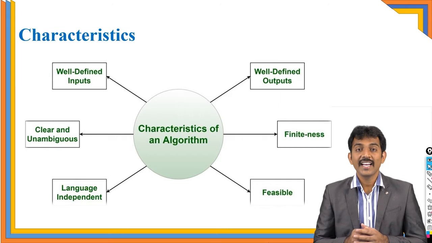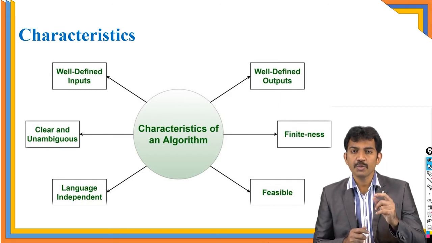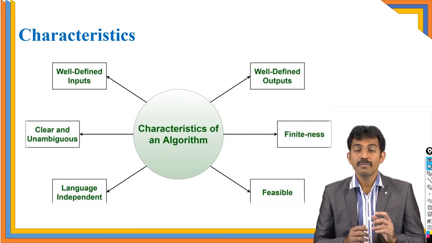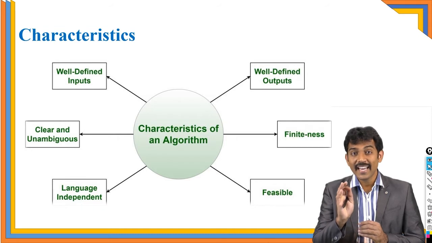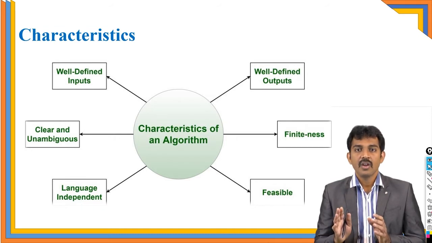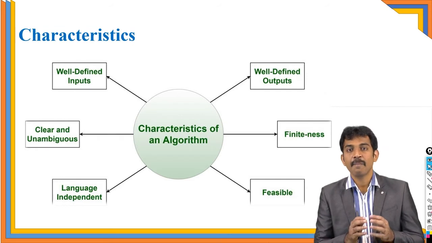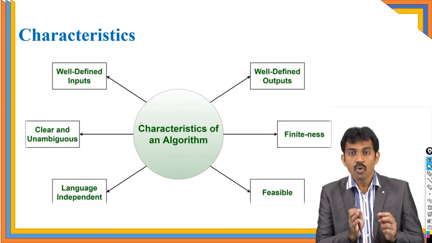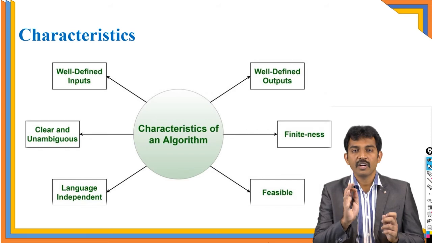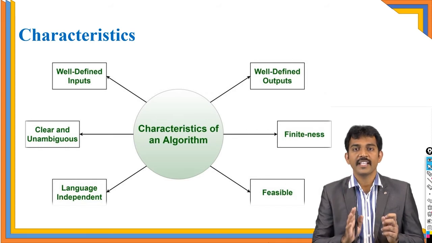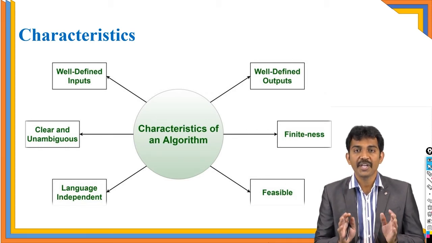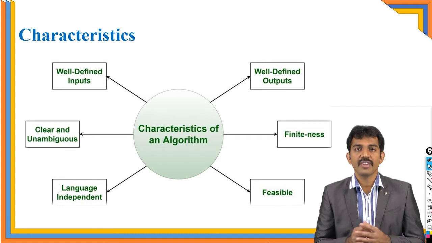The next thing, clear and unambiguous. Every step should be very clear. It shouldn't create any ambiguity, right? Reading means you should read the data. Don't create a mess here. Only what is required for the particular instruction, you just write it there without ambiguity. That is very, very important.